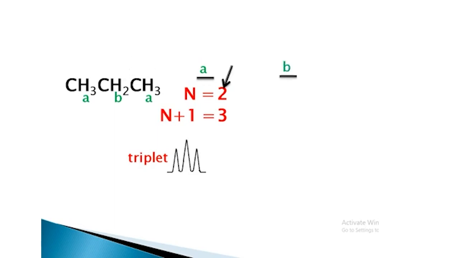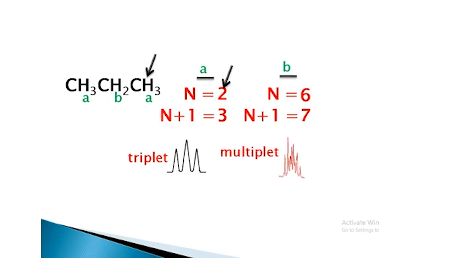Now let us take the B type hydrogen. What is the value of n? This is B type hydrogen that is bonded to this carbon, and this carbon is again bonded to this carbon, which is having 3 hydrogens. That makes the right side carbon also the neighboring one, that is also having 3 hydrogens. So 3 plus 3, there will be 6 neighboring hydrogens for this B type proton, and plug into the n plus 1 equation, we get 7, and ultimately we get a multiplet as the splitting.